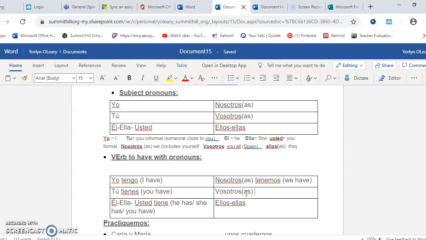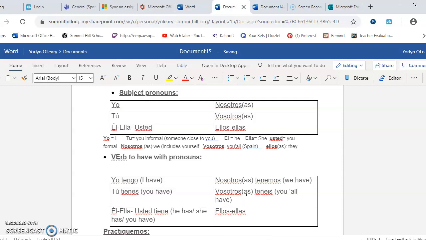We have vosotros. That means you all, and we are going to use tenéis. I'm not going to use accent marks, and I am not going to be taking points if you don't have those. That's only in Spain, and it translates to you all have.